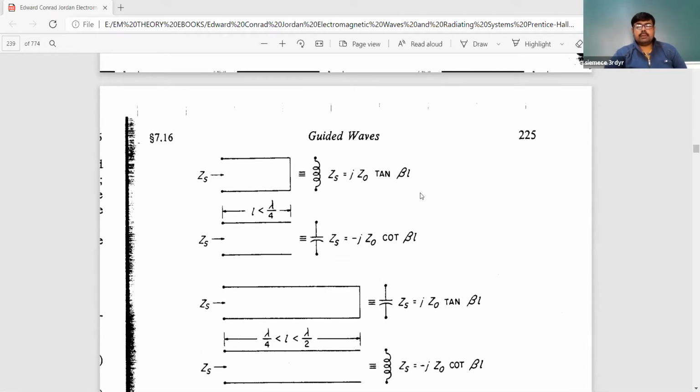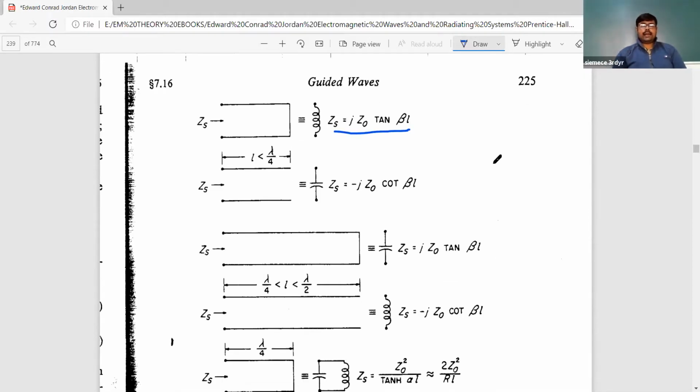The first condition we have referred to here is ZS equals j Z naught tan beta L, that is one parameter. ZS equals minus j Z naught cot beta L, that is another parameter. So if you see the values for the two sections we have already referred to, in the first section, the expression is ZS equals j Z naught tan beta L, where the length L is less than lambda by 4, less than a quarter wavelength.